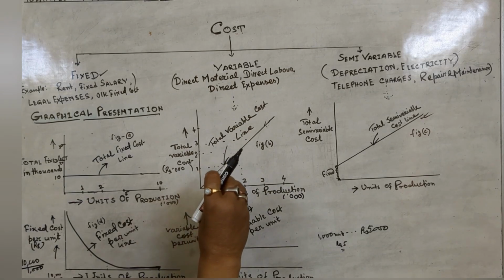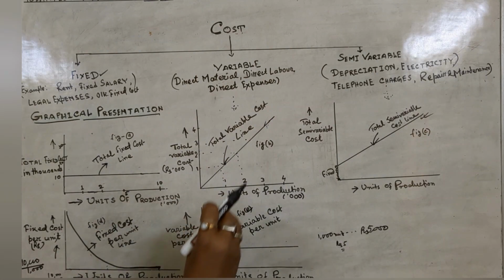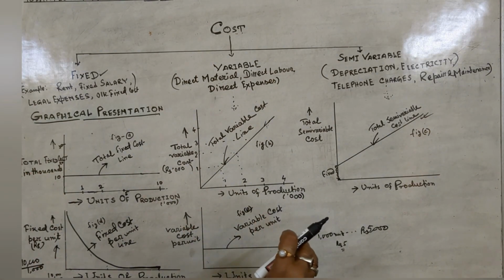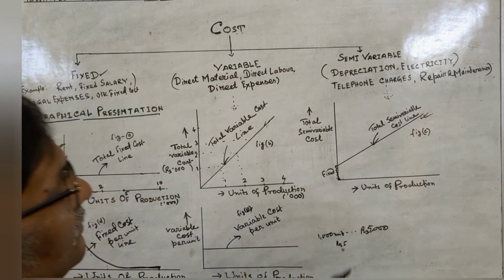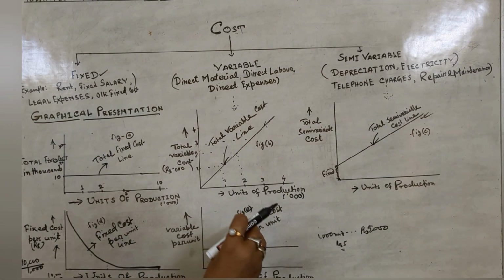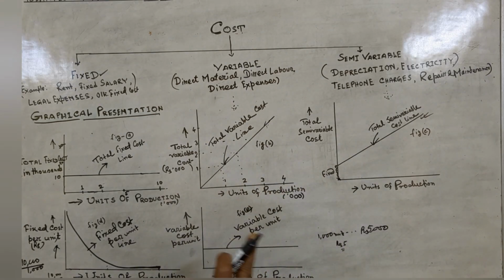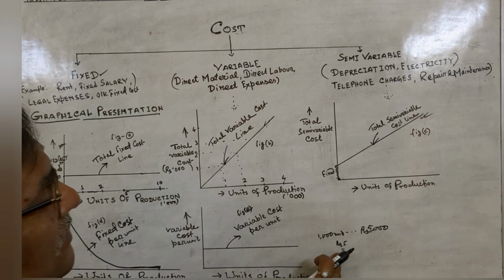total variable cost will be 500. If you produce 1000 units and the variable cost per unit is rupees 5, then the total variable cost will be 5,000. In this way, the cost per unit of the variable cost remains the same.